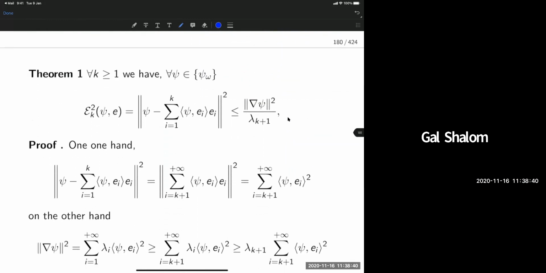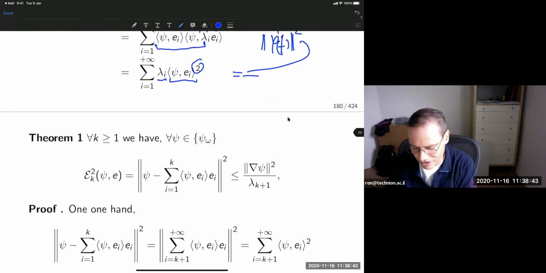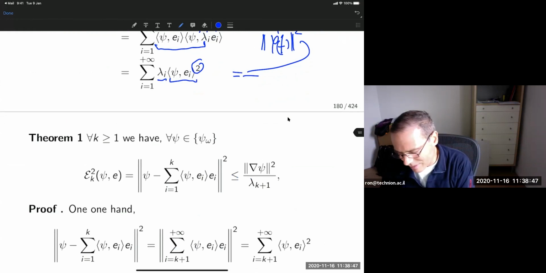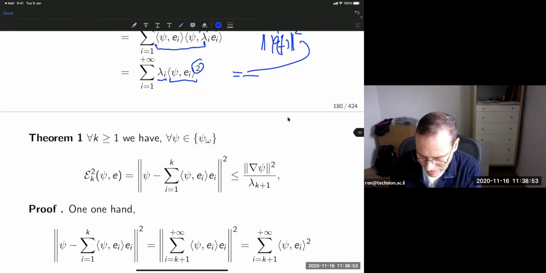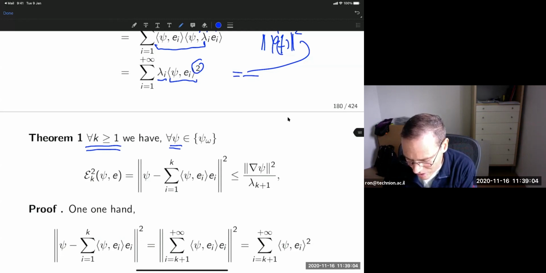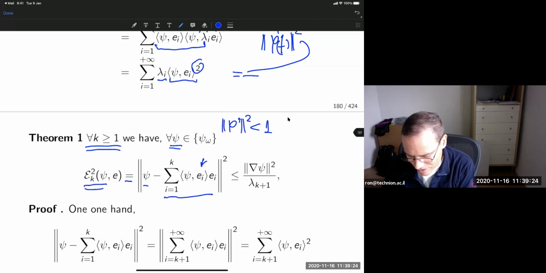Okay, so what is the main theorem of this part of the lecture. The first part is called Weyl's theorem, and it is actually quite trivial to prove, and this is the following. For every k larger than one, we have that for any psi that belongs to my family, okay, so now I'm looking only at those for which the norm of psi prime squared is smaller than one, only for those functions, then I have the error, which is defined as psi minus the projection of psi over the natural basis, over the composition of the d squared over dt.